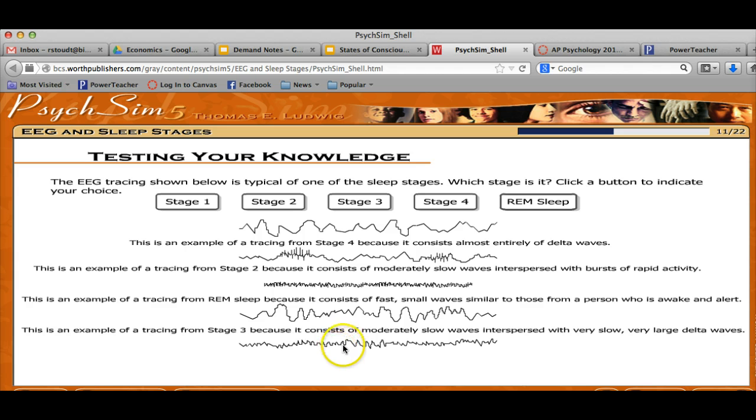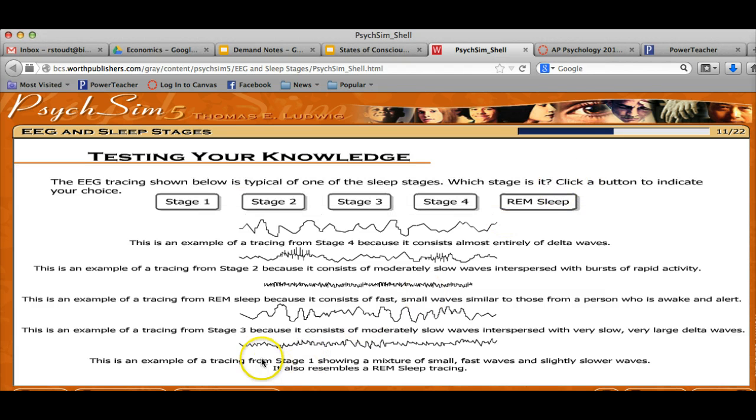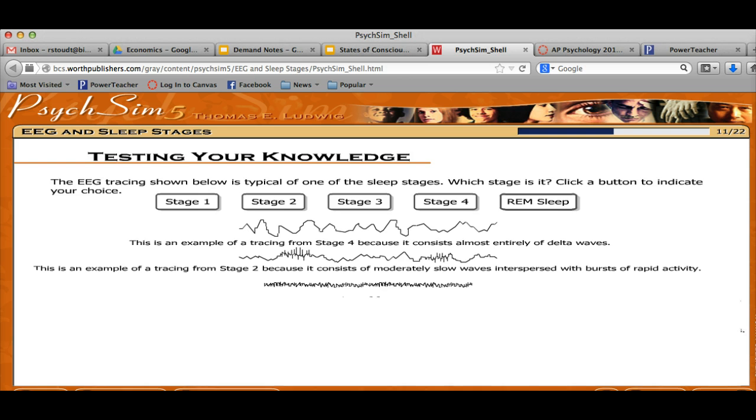All right, this is your last one, last EEG reading. Yes, there is another question on your quiz. I'll get to it. So this one, stage 1, 2, 3, 4, or REM. This one you should have picked stage 1. This one is going to be very high frequency, very low amplitude. All right, last question on your quiz.